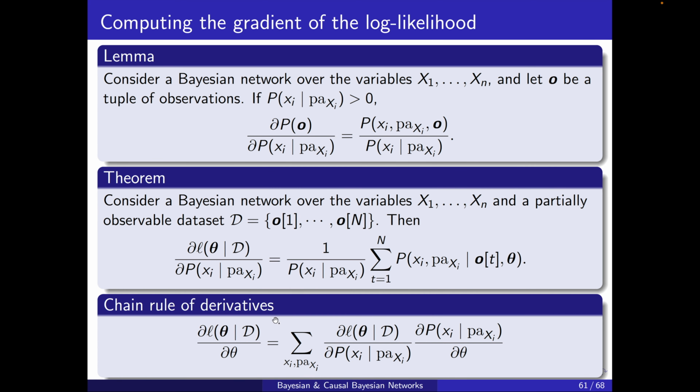Just note that the gradient that I'm looking for is a partial derivative with respect to some parameter theta, whereas the ones that I just presented are with respect to the probability of xi conditioned on its parents. So this is a probability, this is a parameter. Now if I want to transform this term into these ones, I need to use this chain rule of derivatives. So you see how I'm transferring them.